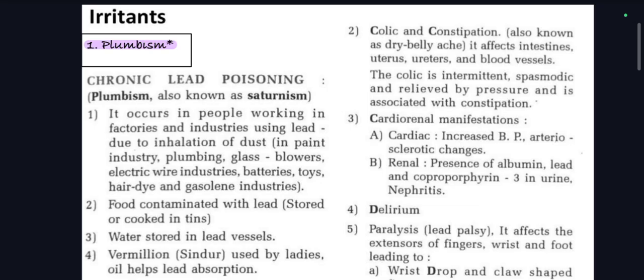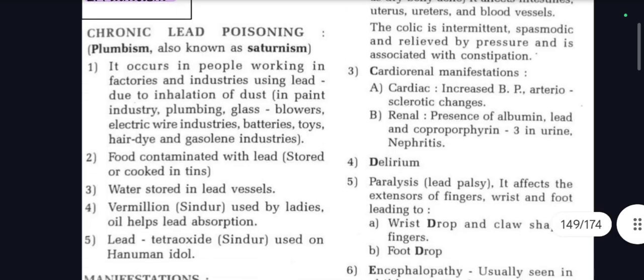Another name of plumbism is chronic lead poisoning, or it is also called saturnism. So we have to write a short note on this, and before starting with the exact answer, we need to give some introduction. In the introduction, what you are going to write is exactly how exposure to lead occurs in people. Number one, it is due to factories, or food contaminated with lead in tin cans, and water stored in lead vessels, vermilion, which is sindoor used by ladies, then oil helps lead absorption.